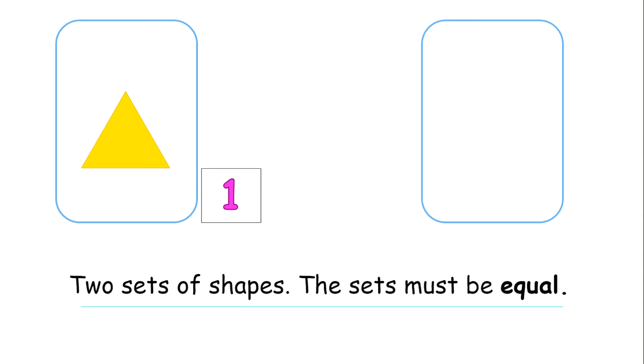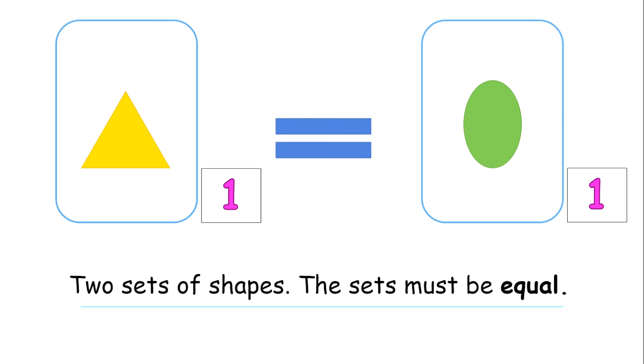So here I drew 1 triangle. That's a shape. It's a triangle. It has 3 sides. 1, 2, 3 sides. So I have 1 triangle. Over here, I'm also going to draw 1 object because I want to make the sets equal. So what shape am I going to draw? I think that I'm going to draw an oval. So I drew 1 oval. So both of my sets have 1 object. Do you see 1 shape here, 1 shape here, 1 triangle, 1 oval? So is this set equal? Yes, it is. This set is equal. It has the same number of objects.